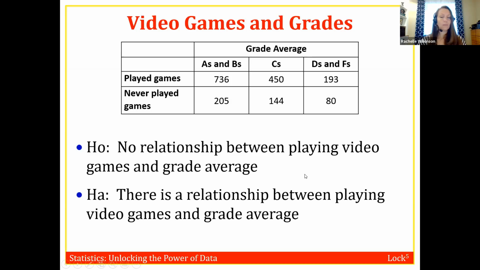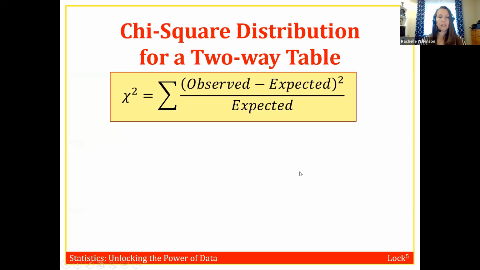All right, so let's talk some more about this overall chi-square test. This is the formula for the test statistic for that overall test. What we're going to be doing is comparing the observed counts in each of our cells to the count that we would expect if the null hypothesis is true. Remember, the null hypothesis said no relationship, no association between those two. So if that was really true, these are the counts that we would expect in those cells.